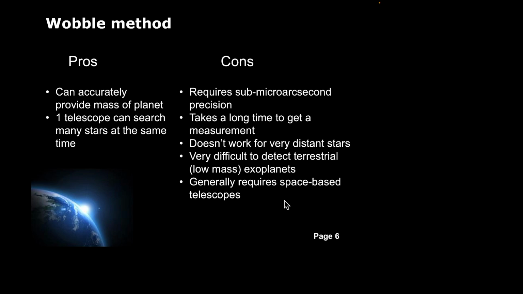Some of the advantages are you can accurately provide the mass of the planet, and you can find exoplanets around many stars at the same time, but it requires extremely high accuracy, takes a long time to get a measurement, does not work well for distant stars because their apparent motion is very reduced. It also does not work well for small mass planets, and it generally requires a space-based telescope.